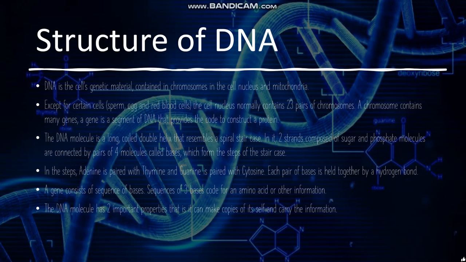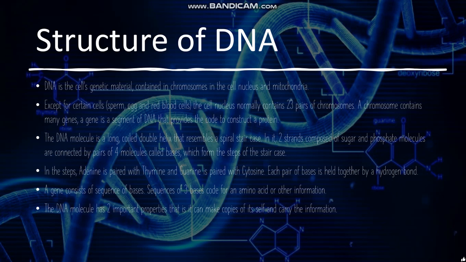Structure of DNA. DNA is the cell's genetic material contained in chromosomes in the cell's nucleus and mitochondria. Except for certain cells, sperm, egg, and red blood cells, the cell's nucleus contains 23 pairs of chromosomes. A chromosome contains many genes. A gene is a segment of DNA that provides the code to construct a protein.